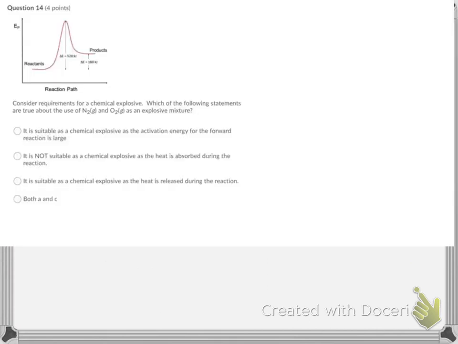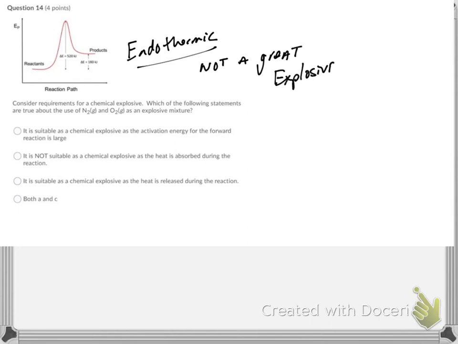All right, so here we give another energy diagram, and we want to know, would this be a good explosive? So what are good explosives here? You say, well, explosions usually release energy, and this one's endothermic, so this is taking in energy. So this is not a good chemical explosive as heat's absorbed. So we would pick B because it's not exothermic. And exothermic is what we'd expect an explosion to do, which is release energy to its surroundings.